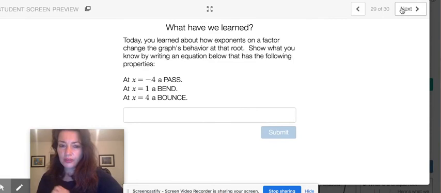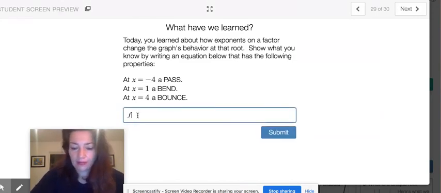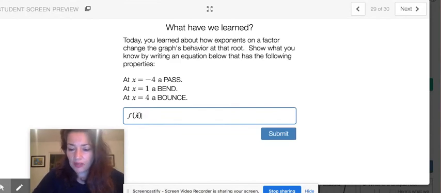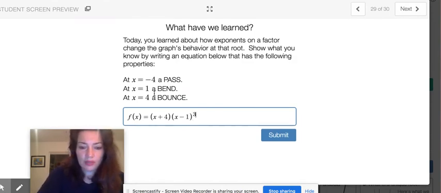It says, what have we learned? Today you learned about how exponents on a factor change a graph's behavior at the root. But we also learned about the a value. So show how you know by writing the equation of the graph. So if I have a pass at x equals -4, that means I have a factor at x plus 4. So x plus 4. If I have a bend at x equals -1, that means I will have a degree 3. Or an odd degree, but in this case, most probably a degree 3.